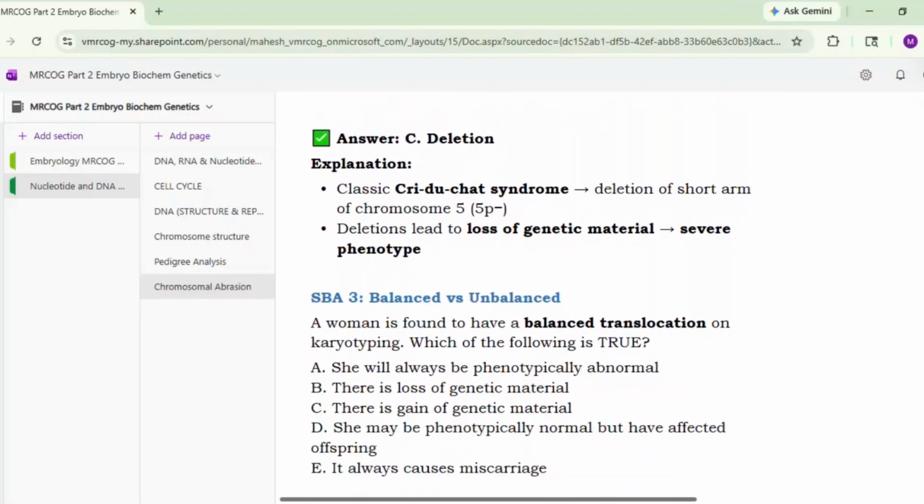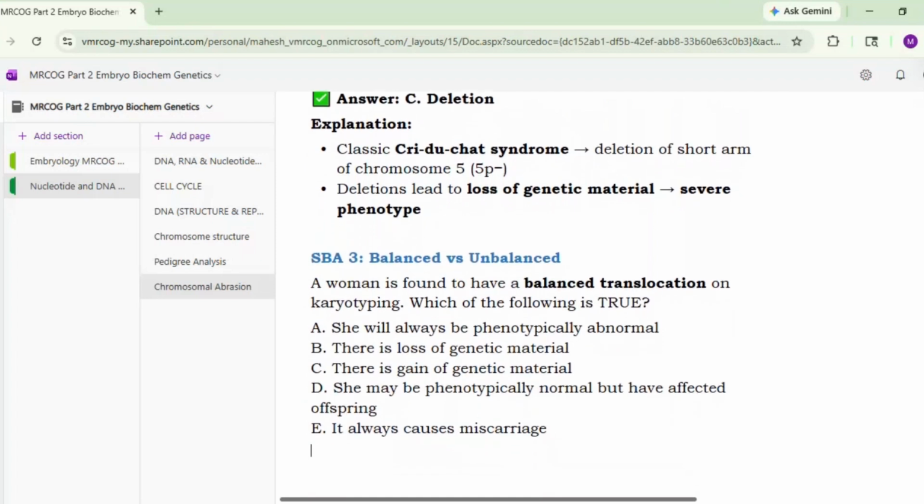Next. A woman is found to have a balanced translocation on karyotyping. Which of the following is true? She will always be phenotypically abnormal. There is loss of genetic material. There is gain of genetic material. She may be phenotypically normal but have affected offspring. It always causes miscarriage. Sir, option D. She may be phenotypically normal but have affected offspring.